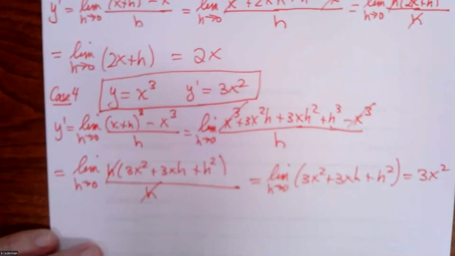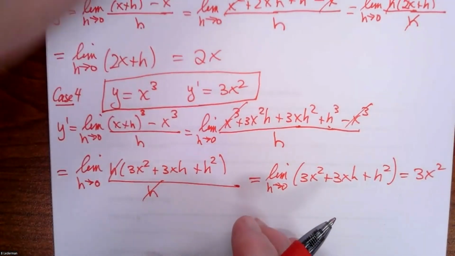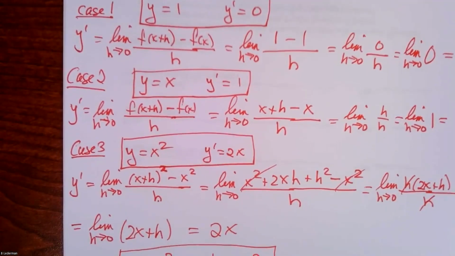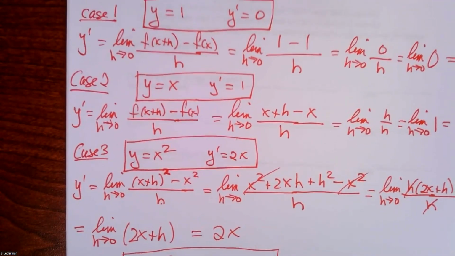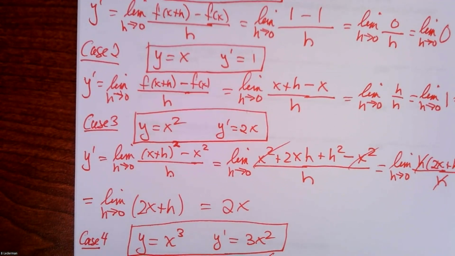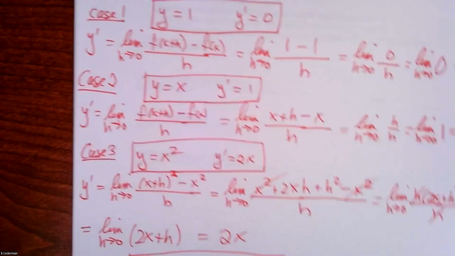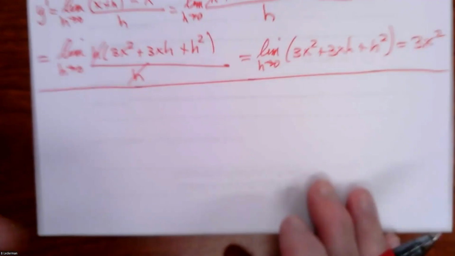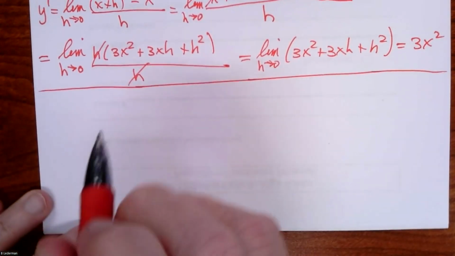So what I want to do now is just tally up the results. So for when y equals 1, y prime was 0. If y equals x, y prime is 1. If y is x squared... Now I'm going to write down all the results on one table. So here, I'll just put one table here. There we go.